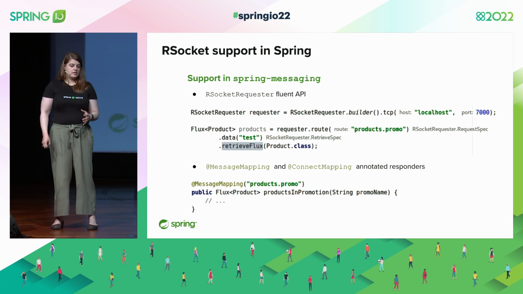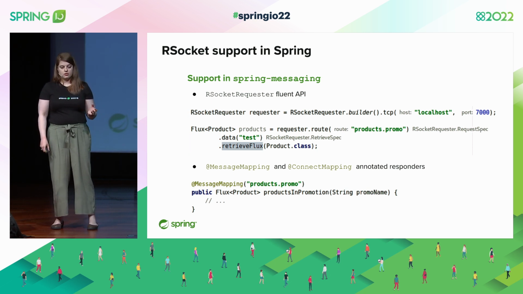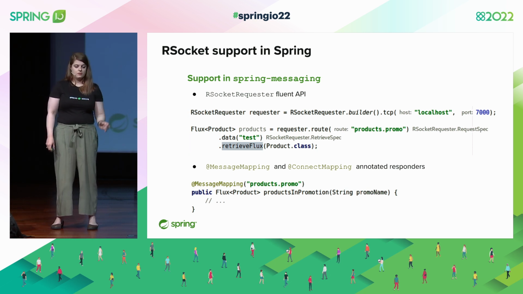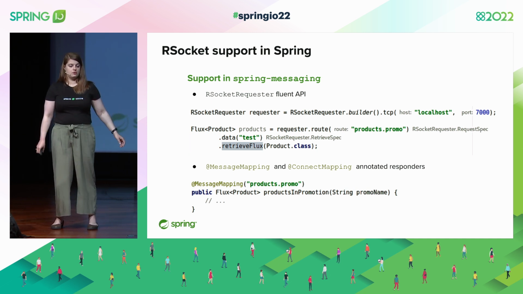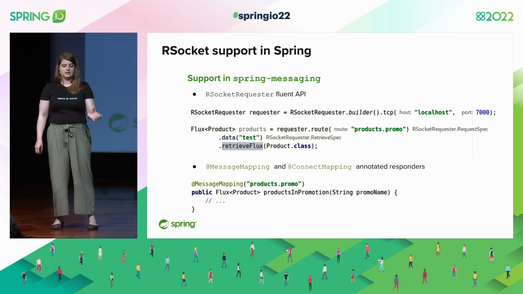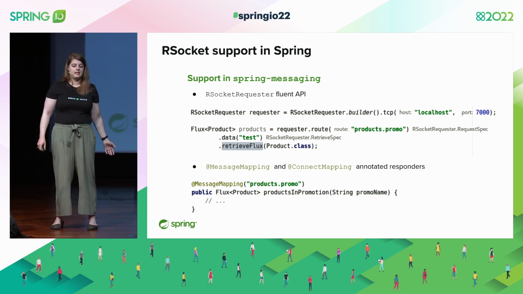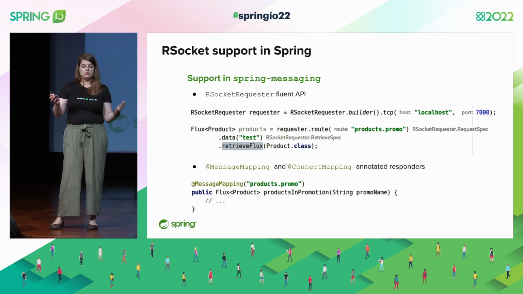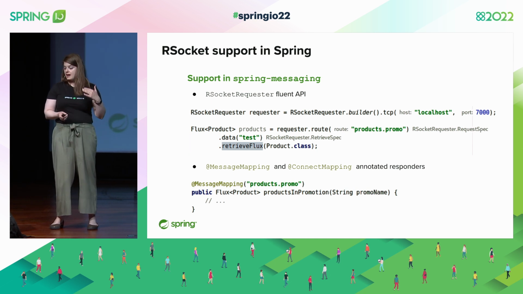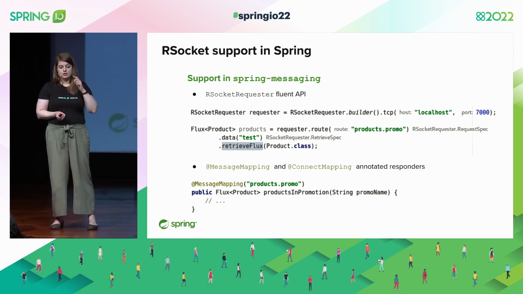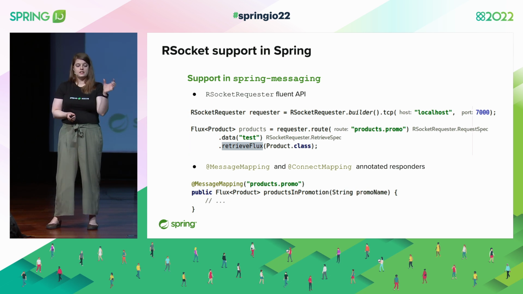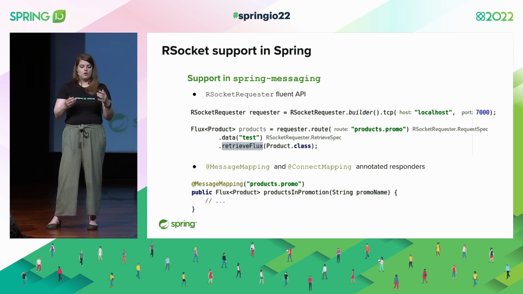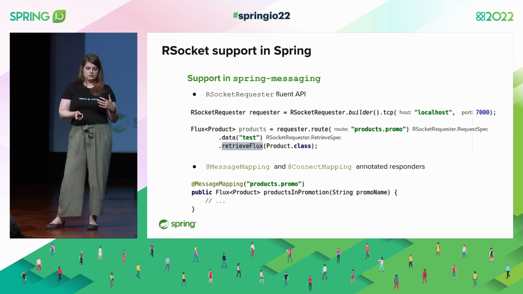Spring already offers quite a lot of support for RSocket through Spring messaging. We have the RSocket requester Fluent API. As you can see, it's super easy to create a requester object, and you can set it up, for example, providing the protocol or the host and port, and other necessary data. And then making requests is also very simple. You just send some payload in the data, for example, and then you can retrieve a Flux. The return types will depend on the mode that you want to be using.